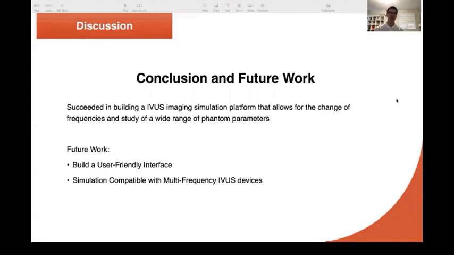In the future, we look to build a user-friendly interface that allows more people to access this in a more intuitive way, as well as have a simulation that is compatible with the recent multi-frequency IVUS device exploration.